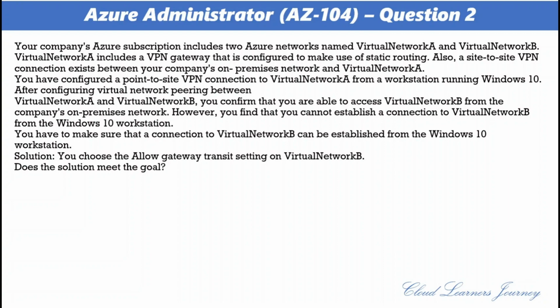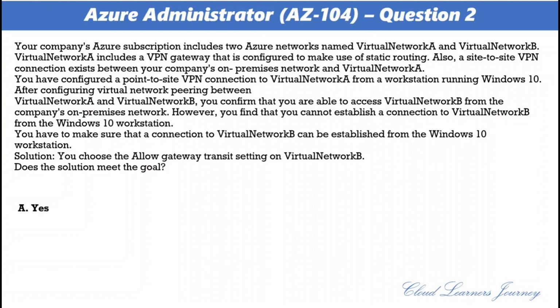After configuring virtual network peering between Virtual Network A and Virtual Network B, you confirm that you are able to access Virtual Network B from the company's on-premises network. However, you find that you cannot establish a connection to Virtual Network B from the Windows 10 workstation. You have to make sure that a connection to Virtual Network B can be established from the Windows 10 workstation. Here the solution is, you choose the Allow Gateway Transit setting on Virtual Network B. Does the solution meet the goal?